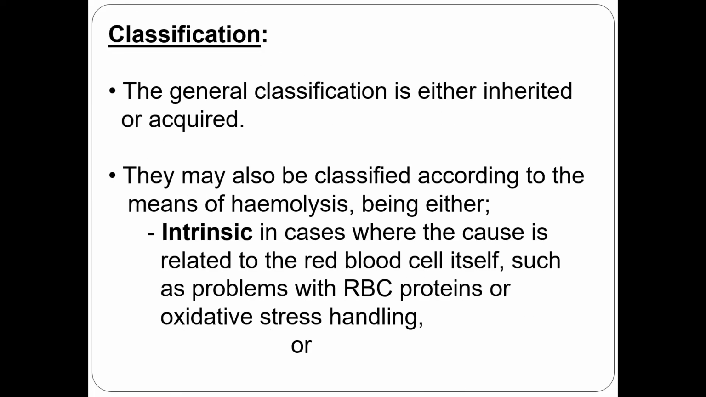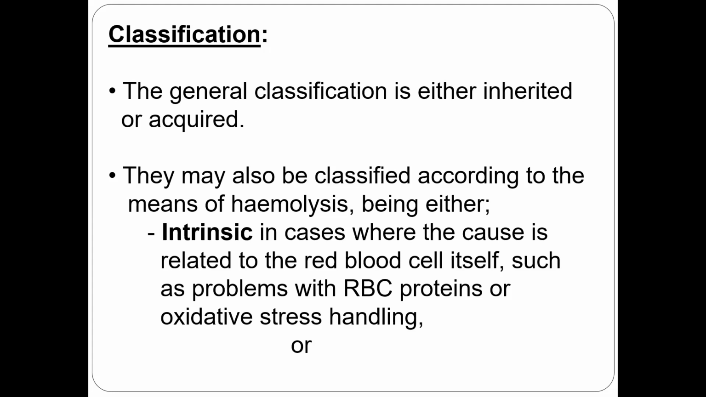Okay. So classification, generally classified into either whether the condition was inherited or was acquired. So we say inherited or acquired classification, or classification of hemolytic anemia into inherited or acquired. And we're going to look at what that means.